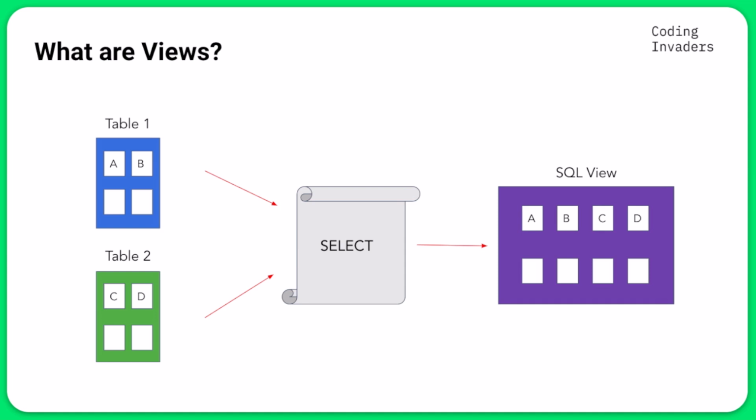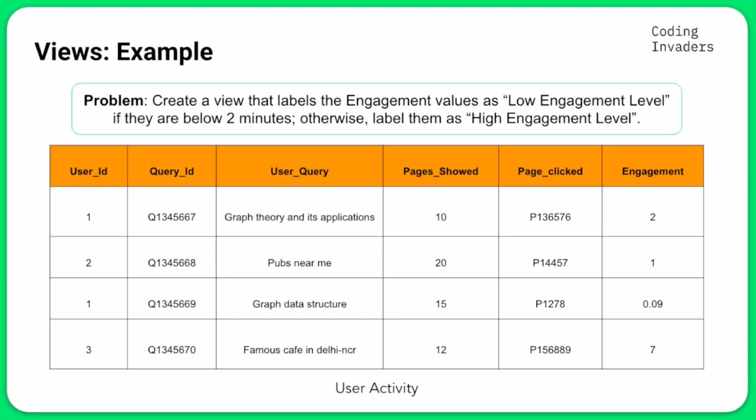Now let's see how to create a view table, with an example. The problem statement is: create a view that labels the engagement values as low engagement level if they are below 2 minutes, otherwise label them as high engagement. Here we have the user activity table, which we are now familiar with. It has user ID, query ID, user query, page is showed, page clicked, and engagement.